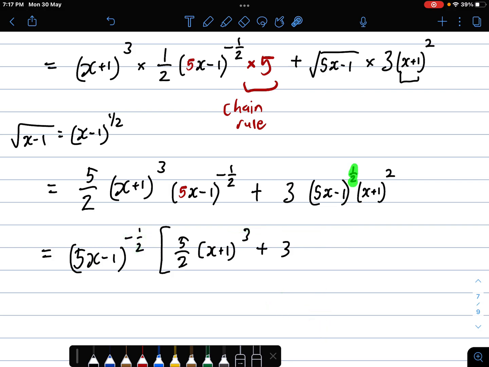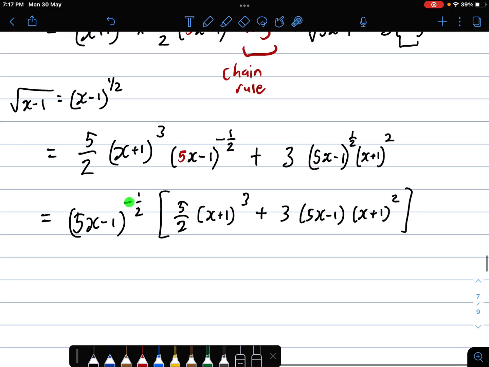So if I plus half to the half, I will get 1 whole, which is 5x minus 1 to the power of 1. Anything to the power of 1 is just itself, so I can essentially get rid of that 1. Multiplied by x plus 1 squared. But a negative power, you can bring it down, so it becomes a positive power. And that means it's this 5x minus 1 to the power of positive half after I bring it down.